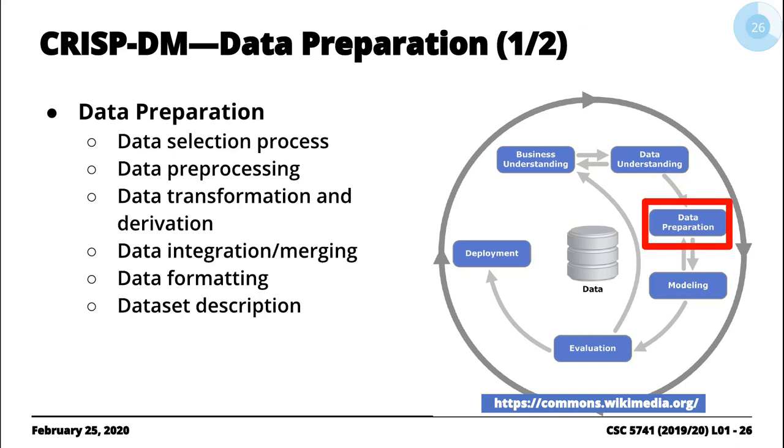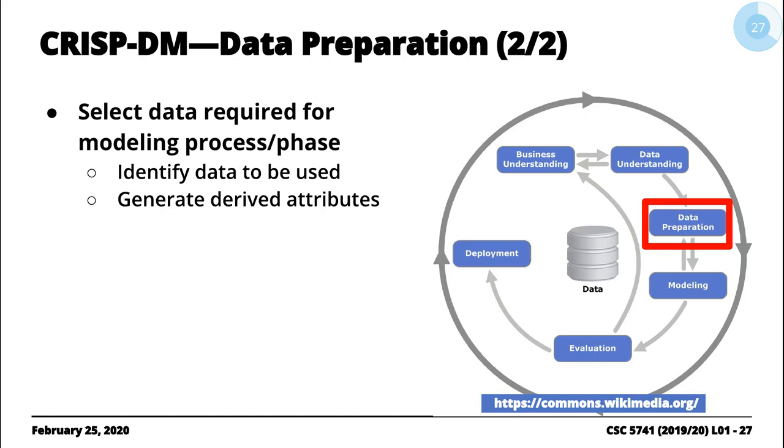And then there's the data preparation process, where you go through these different broad objectives: data preprocessing, the selection process, and you transform the data. You derive things from pre-existing data. You merge information. If you're using multiple data sources, at some stage you perhaps need to merge that information into one. You perhaps might need to format the data in a certain way, case folding maybe, who knows. And then ultimately, you want to be able to describe the data set once you're done with the data preparation stage.